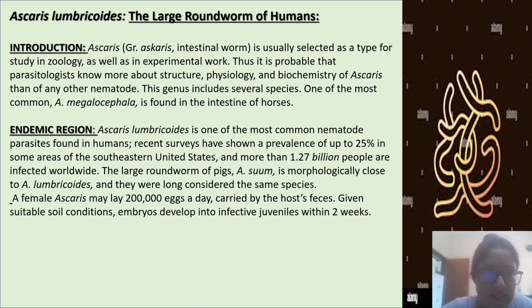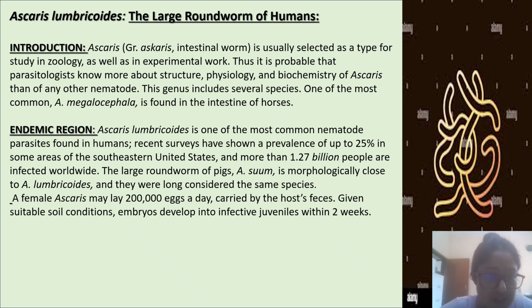Introduction. Ascaris, Greek for intestinal worms, is usually selected as a type for study in zoology as well as in experimental work. Thus, it is probable that parasitologists know more about the structure, physiology, and biochemistry of Ascaris than of any other nematode. This genus includes several species. One of the most common, Megalocephala, is found in the intestine of horses.